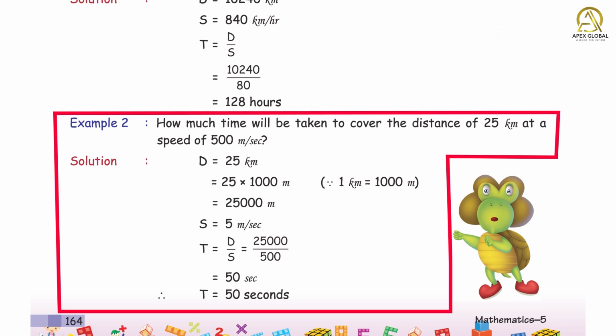Example 2. How much time will be taken to cover the distance of 25 km at a speed of 500 m per second? Solution. D equals 25 km, 25 into 1000 meters, because 1 km equals 1000 meters, equals 25,000 meters. S equals 500 meters per second. T equals D upon S equals 25,000 upon 500 equals 50 seconds. T equals 50 seconds.